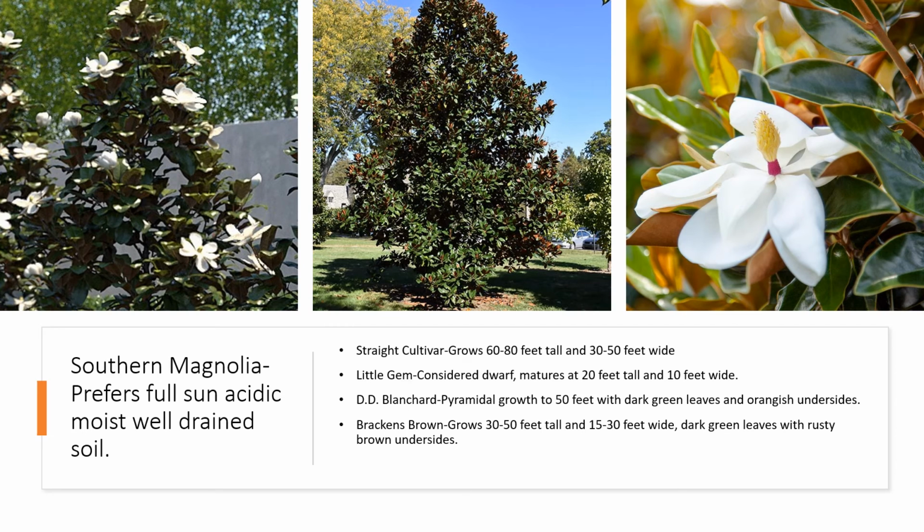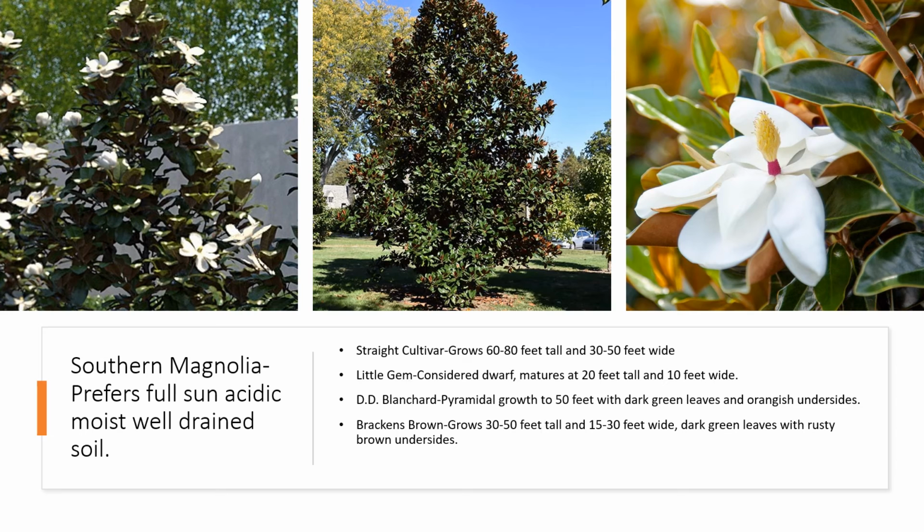Now in the middle is D.D. Blanchard. That's a pyramidal growth shape there, which most of these have, especially early on. And it'll grow to 50 feet, and it does have dark green leaves and an orangish underside of the leaves, as you can see in the picture there. And all these have these nice, large, white magnolia blossoms with the nice, sweet smell.